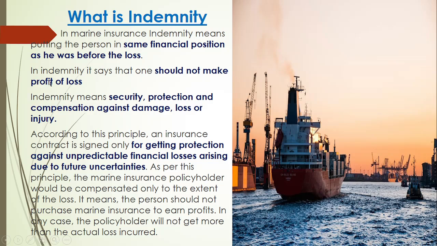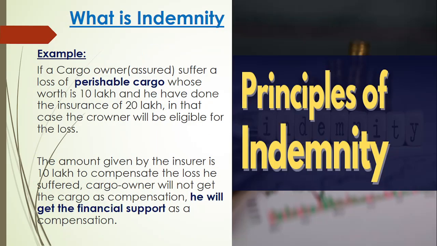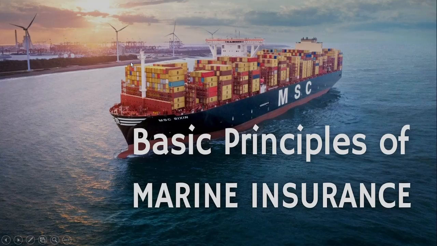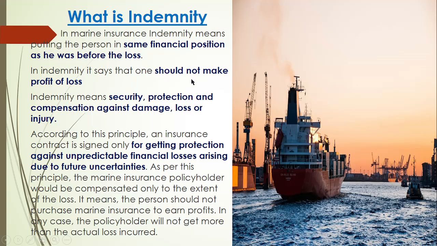So in indemnity it says that one should not make profit out of loss. It means what? Suppose, as I have told you, that you have lost 10 container while your ship was en route from point A to point B. The cost of 10 container was around $1 lakh. Now you told the company, no, the cost was $2 lakh, so you give me compensation of 2 lakh. It means you are making profit out of loss. That should not be the case, and for that reason indemnity comes.